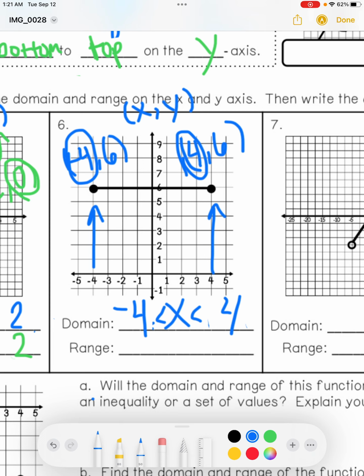Before we say we're done, we got to check. Do I add the equals to or do I leave it without the equals to? Well, are my points filled in? Yes. So I'm going to add equals to this time. And now I found the domain. All right, let's try it for range.